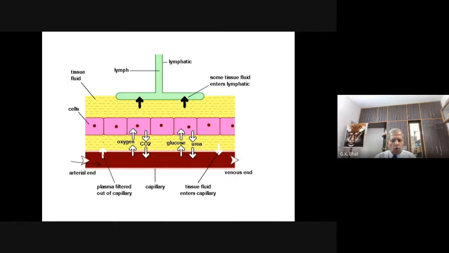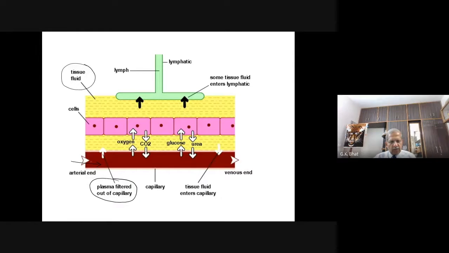So, what is tissue fluid? It is nothing but plasma filtered out of the capillary. It is the plasma that goes out, keeping away the formed elements, whatever you have already seen, and keeping away the larger proteins. The plasma moves out and accumulates around this tissue, and this is called tissue fluid.